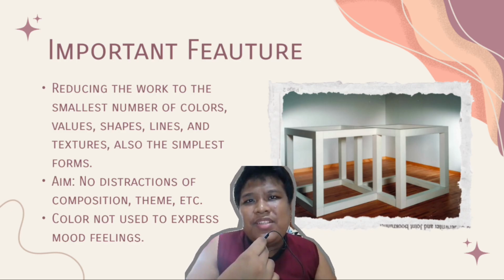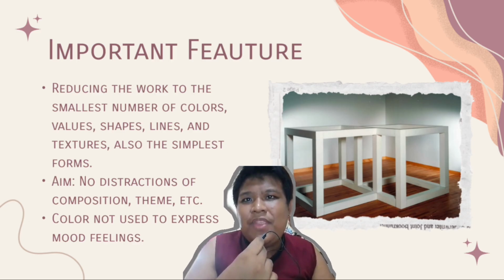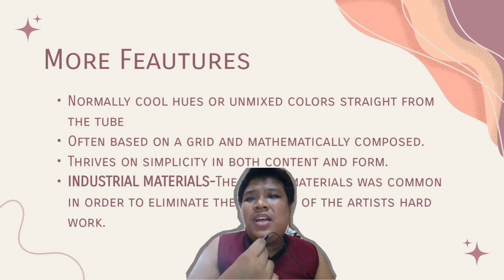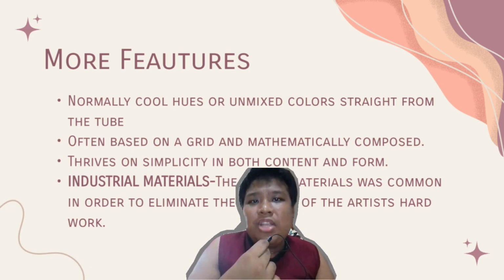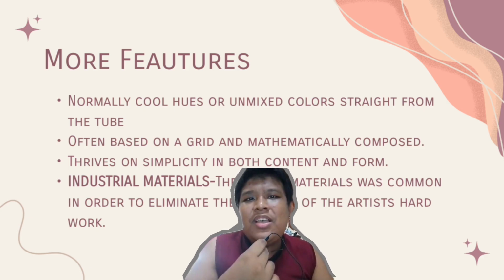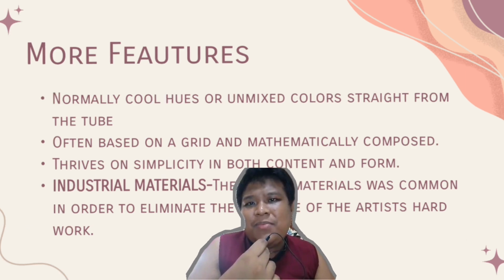Colors aren't used to express moods, feelings, as the art basically aims for no distraction of its composition, themes, and other features for the message to be as direct as possible. Some more features of minimalist art include it being based on a grid as well as being mathematically composed, it thriving on simplicity in meaning and form, it using industrial materials in order for artists to eliminate evidence of their work, and normally, color use of unmixed colors being used straight from the tube and not even being put into a palette.